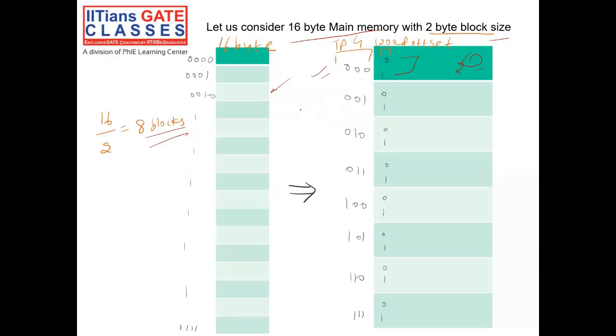Now 8 blocks are there. How many bits are required to access a single block? 3 bits, to enable the address line, we need 3 bits. This is all about the memory organization of main memory.